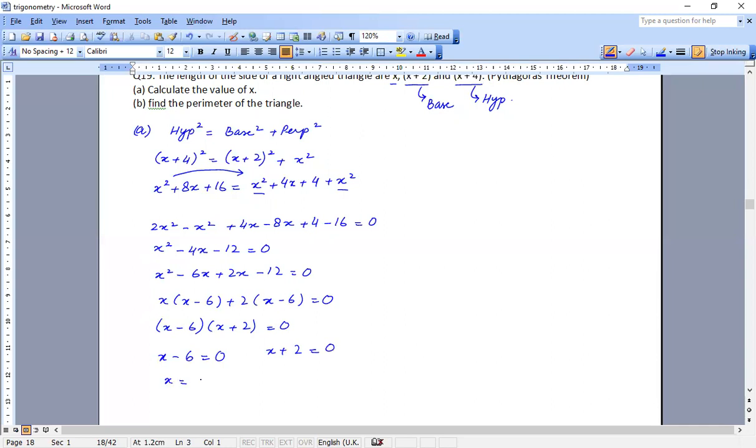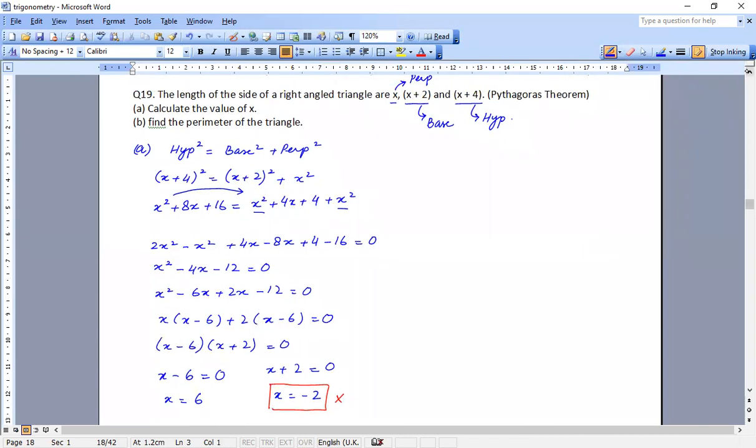From here, I can say x equals 6, and from here I can say x equals minus 2. There are two values of x. Definitely both of them cannot be correct. Only one of them will be correct. The correct value is going to be x equals 6, because x equals minus 2 is negative. So this value is not possible to be assigned to a length. Lengths cannot be negative. That is why I'll discard x equals minus 2, and I only consider x equals 6. After doing part A, in part B, they're asking us to find the perimeter of the triangle.